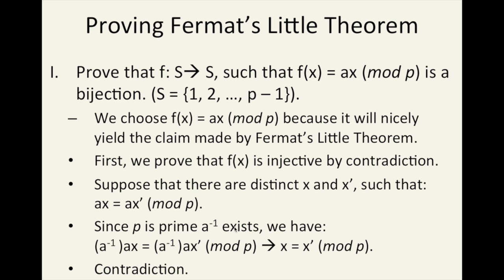So by contradiction, there must only be a single value that can map to a single f of x. If you have two numbers that gave the same value f of x, specifically ax mod p, then they have to be the same exact number x. You can't have two different values of x that give you the same ax mod p.